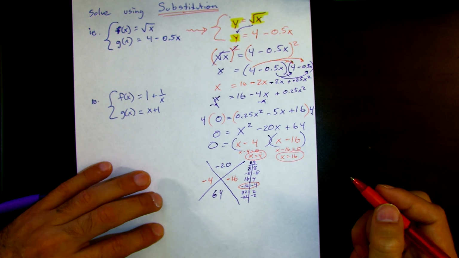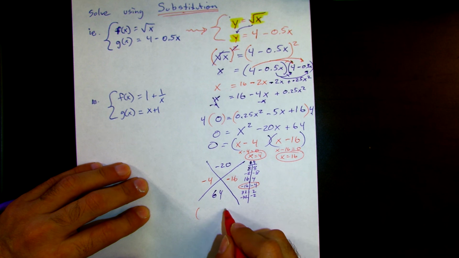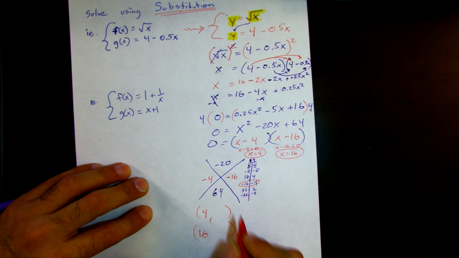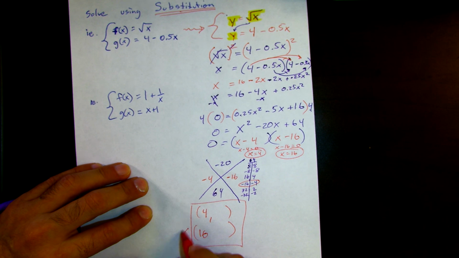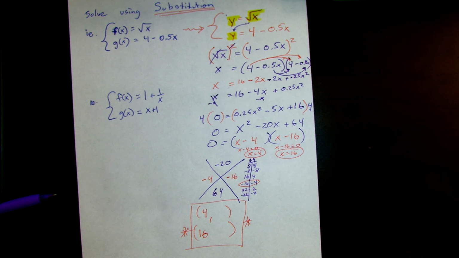Okay. So what we're doing here is finding two solutions. We just figured out what is going to be our answer right here. It's going to have an x and a y. So we figured out that our two possible x values are 16 and 4.